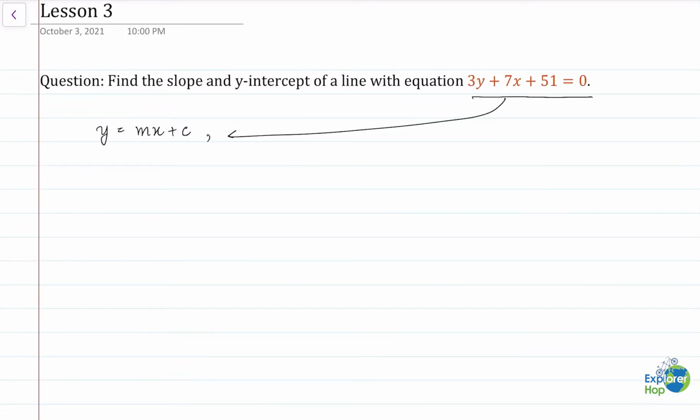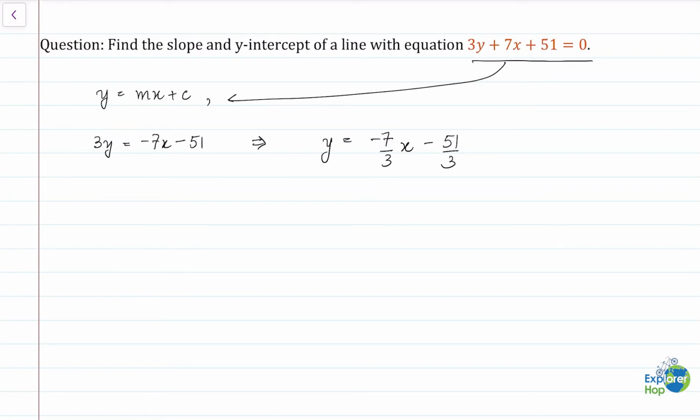So by rearranging, we would get 3y is equal to minus 7x minus 51. We'll take 3 to the other side and we would get y is equal to minus 7 over 3 x minus 17. Sorry, this was a minus here because we moved 51 from here to the other side, and we would get minus 51 over 3.